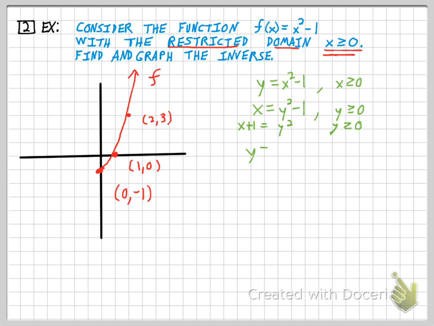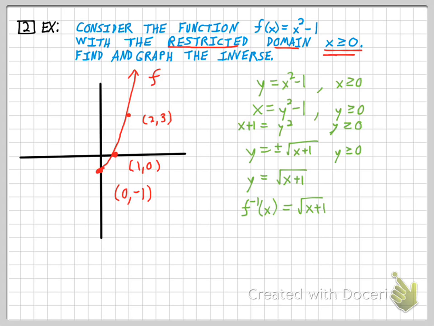And if I were to solve this, I would get plus or minus the square root of x plus 1. When I factor in this restricted y can only be positive, which means I am now only looking at the positive part of this answer. And I don't need the restriction anymore because now I've thrown out the negative part. And that becomes my inverse. So my inverse here is the square root of x plus 1.